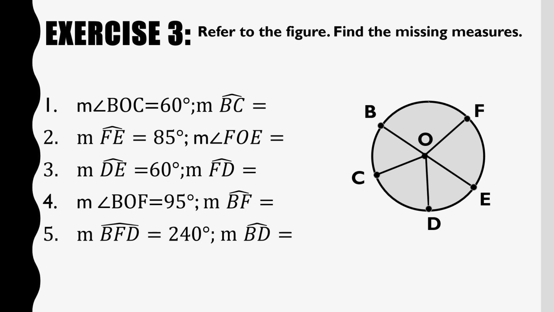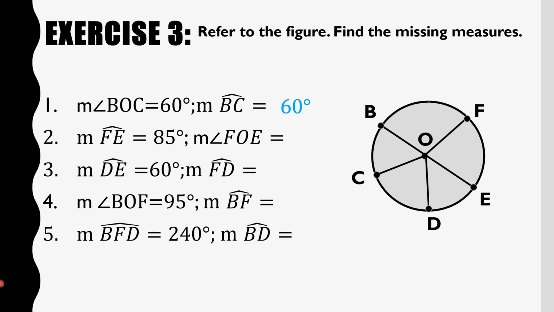Let us work on exercise number 3. Refer to the figure and find the missing measures. For number 1, the measure of angle BOC is equal to 60 degrees. What is the measure of arc BC? That is correct. The answer is 60 degrees. Since the degree measure of the intercepted arc is equal to the corresponding angle.